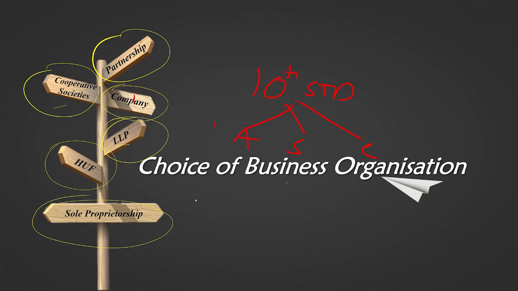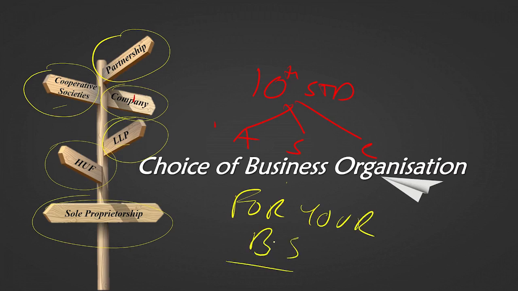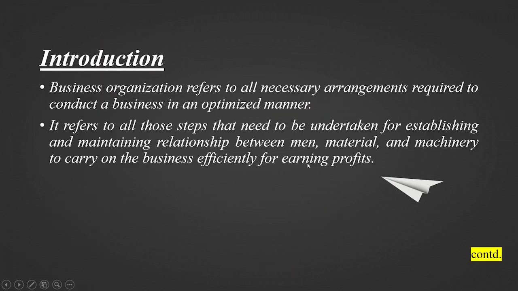Each one has advantages and disadvantages. Nothing is good or bad. What is good for your business, you have to choose. And that is what we are going to learn in this chapter. So let us try and understand. Business organization, what is it? It refers to all the arrangements required to conduct a business in a proper manner.